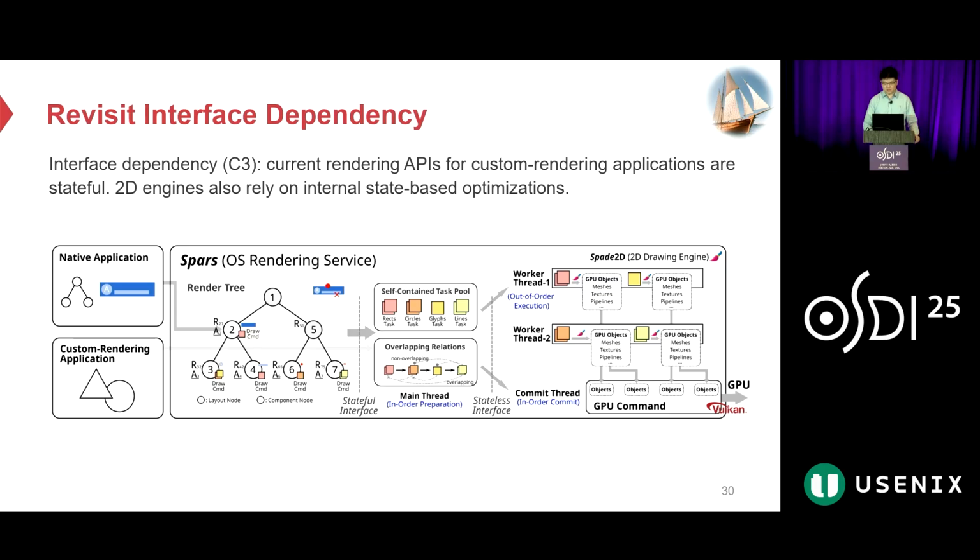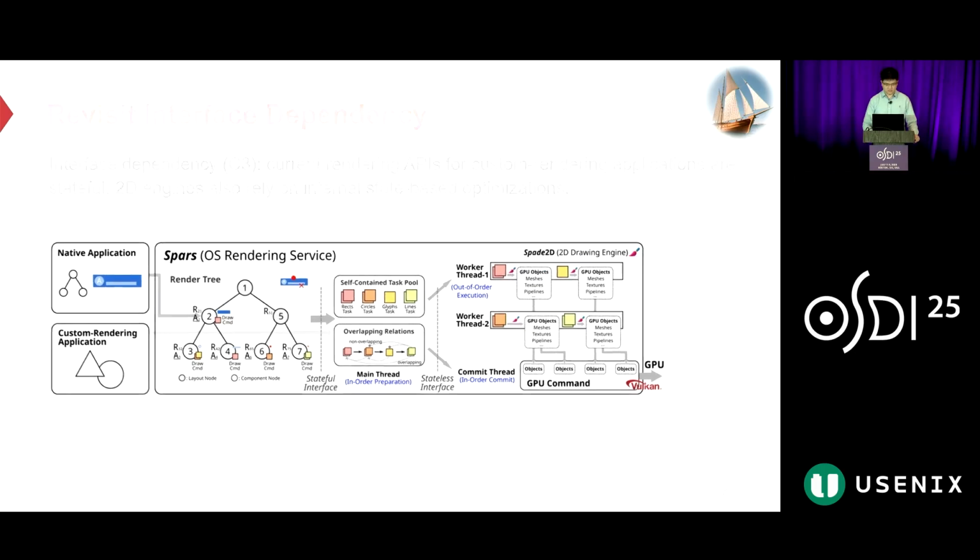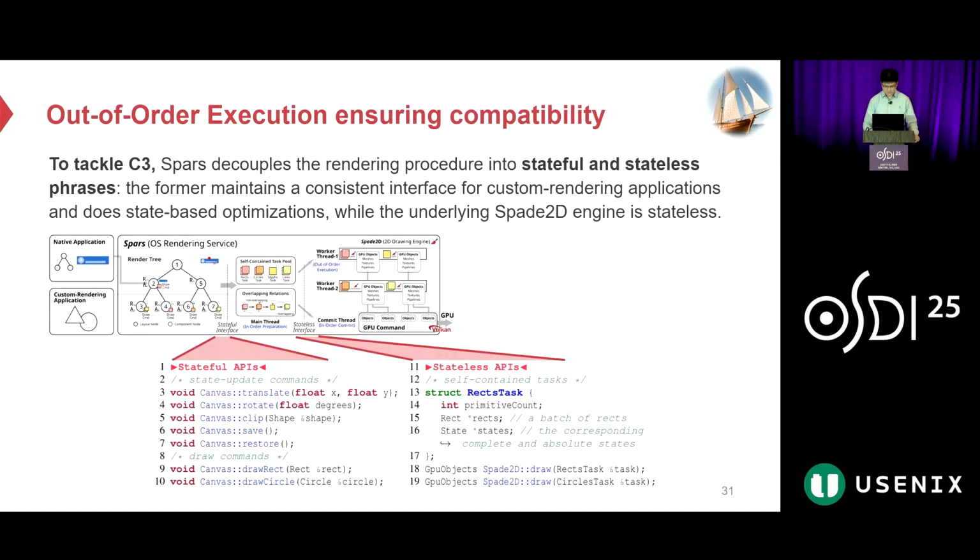This brings us to our third challenge, interface dependency. Sparse solves this by decoupling the rendering procedure into two phases. We provide a stateful API layer that is fully compatible with existing custom rendering applications and state-based optimizations. Internally, this layer translates our familiar stateful commands into self-contained stateless tasks, which are then processed by Spate2D. This gives us both the compatibility and parallelism.